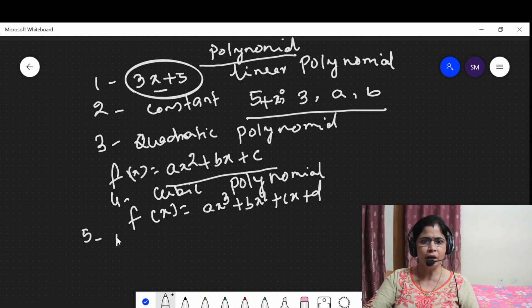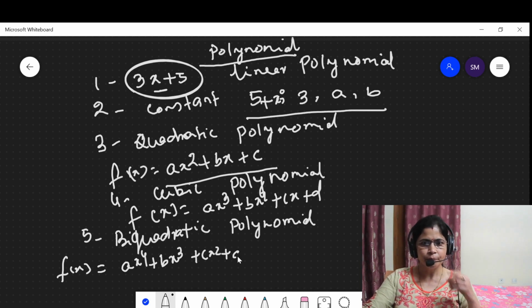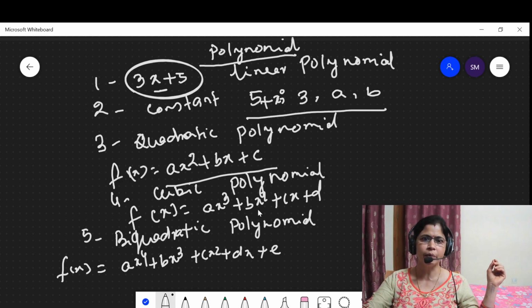Then biquadratic polynomial means a polynomial of degree 4. Here the highest power of the variable is 4. This is ax to the fourth plus bx cube plus cx square plus dx plus e. This is called the biquadratic polynomial.